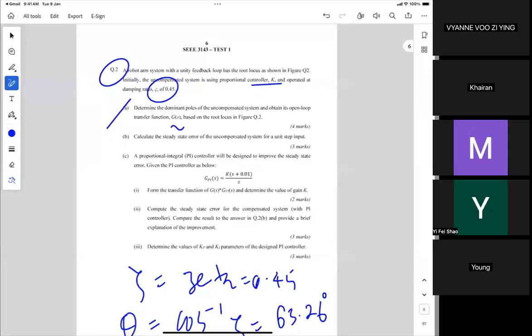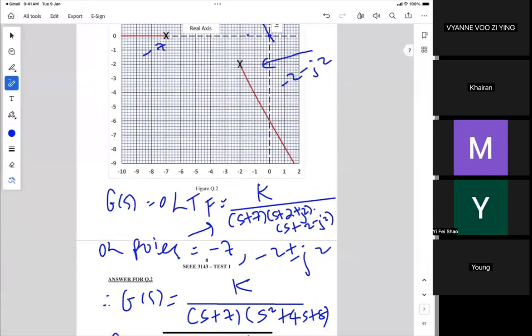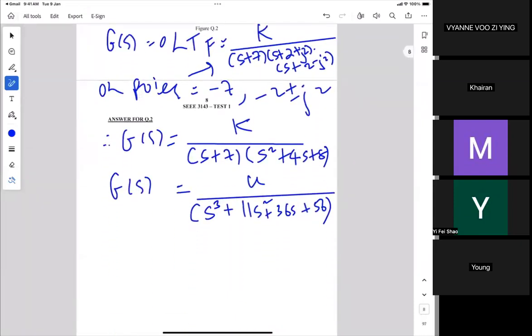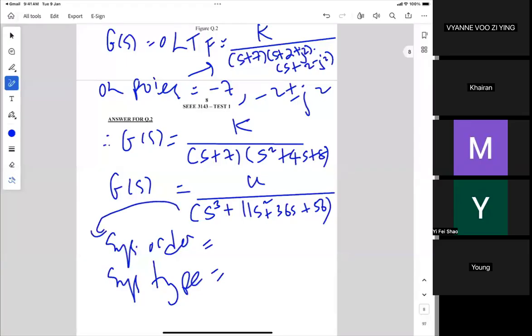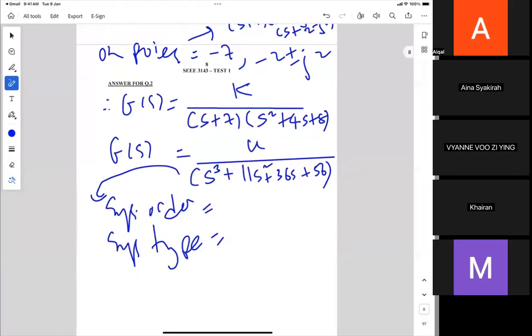So we need to calculate the gain K because we want to measure the steady state error. So this is the transfer function. System order, system type. System order, third order. System type, type 0.